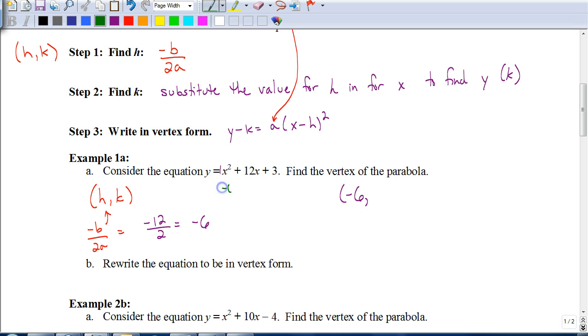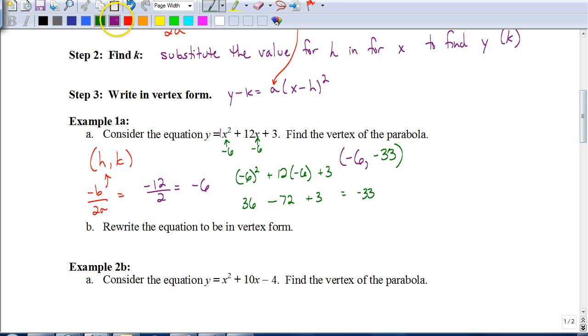Now we're going to put negative 6 in here for x. So negative 6, when I square it, is going to be a positive 36. And then 12 times negative 6 is negative 72 plus 3. So again, this is 36 minus 72 plus 3. So 36 minus 72 is a negative 36. Negative 36 plus 3 is a negative 33. So the vertex of this parabola would be at negative 6, negative 33.